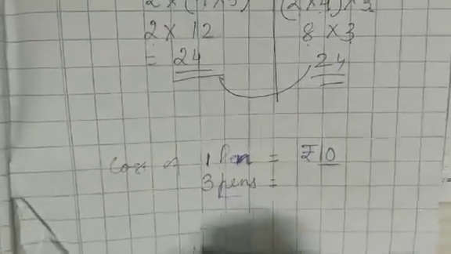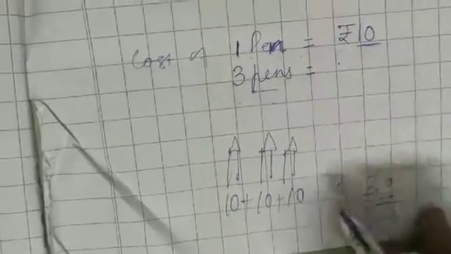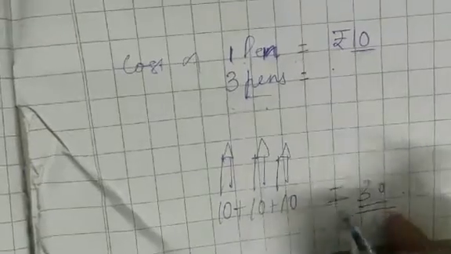3 pens. This is 1 pen. This is 2 pens. This is 3 pens. So 10, 10, 10. This is 30. Okay. So when you add all 3 pens, it will become 30. But the other method, suppose you have so many pens that you cannot add. It is not easy for you to add.